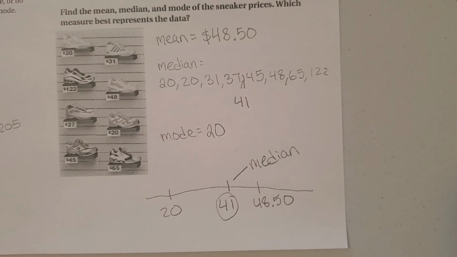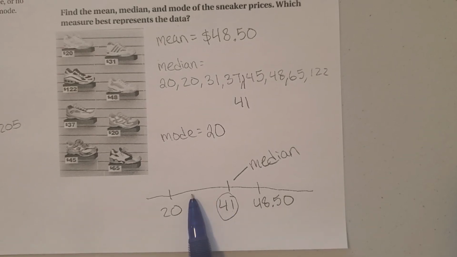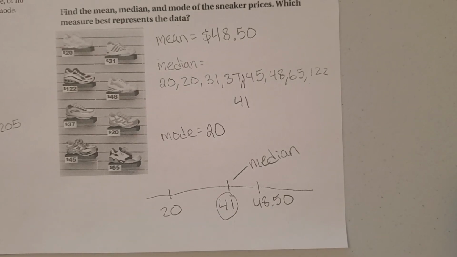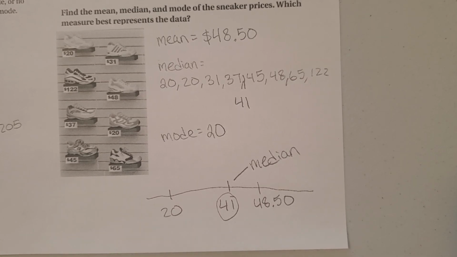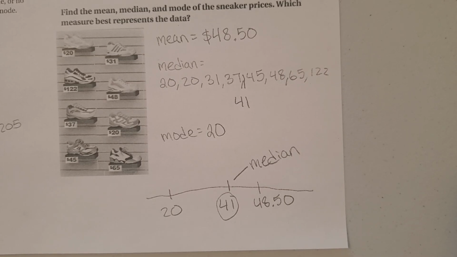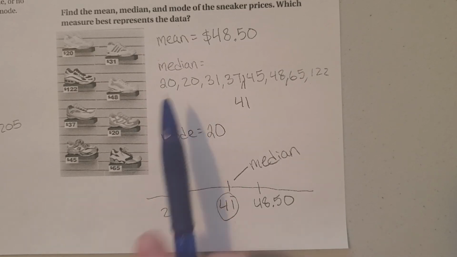It's not always the median, by the way. Sometimes your mode will be in the middle and you'll want to pick your mode. Your mean will be in the middle and you'll want to pick the mean. It's very, very rare that your mode is the most accurate representation of the data because it doesn't really measure a center point. It just measures which one shows up the most. And sometimes, like in this case, it could be the smallest number.